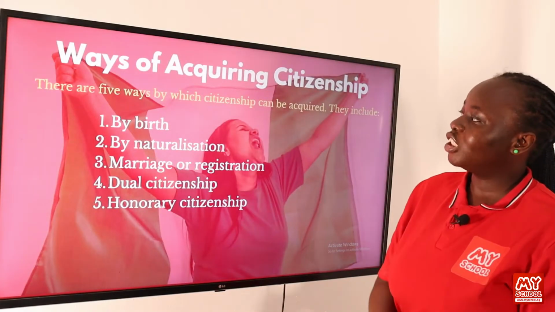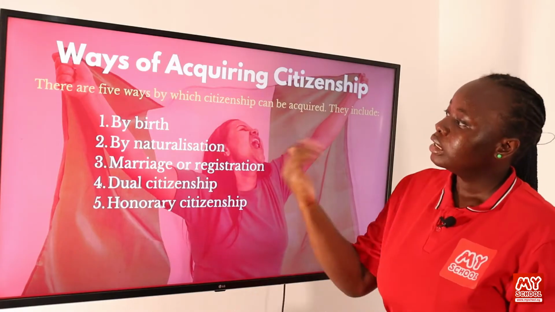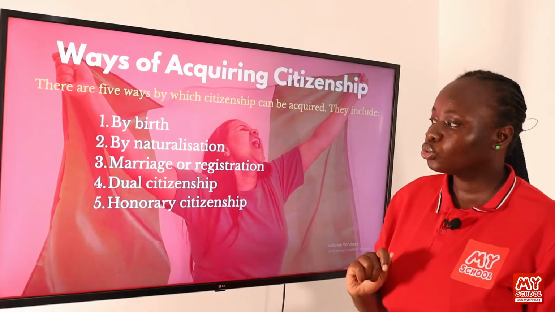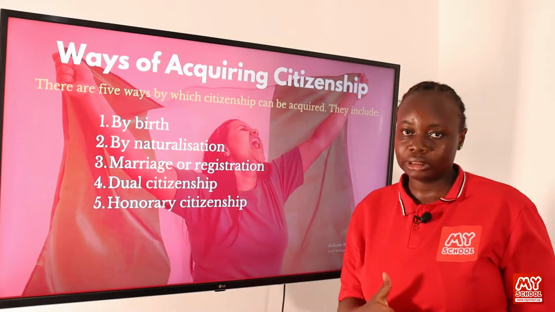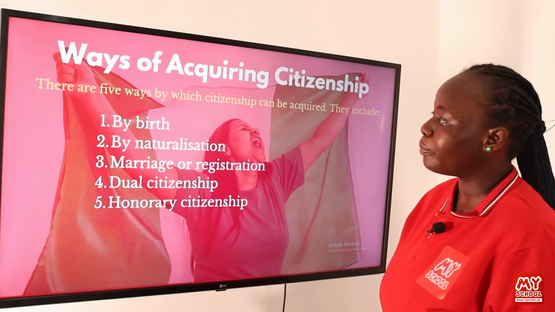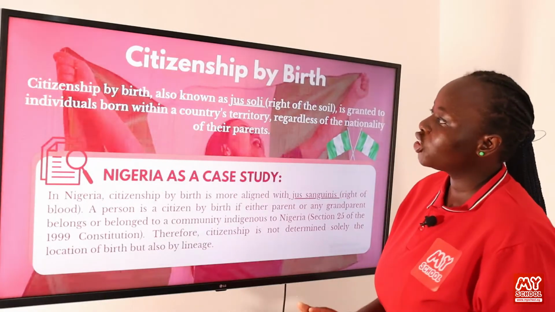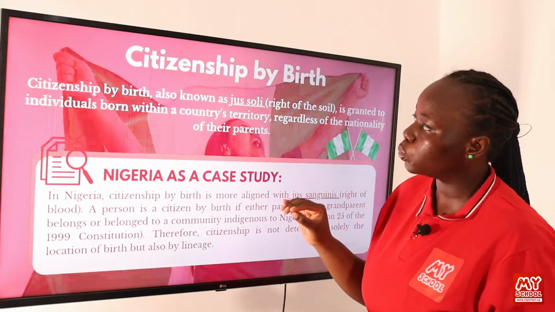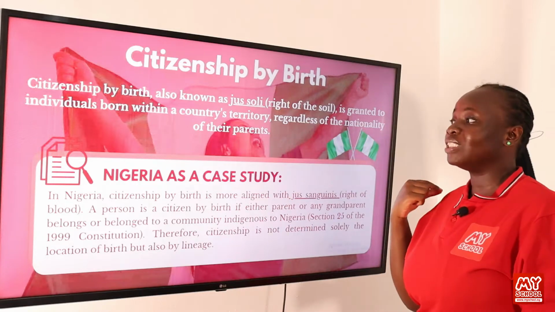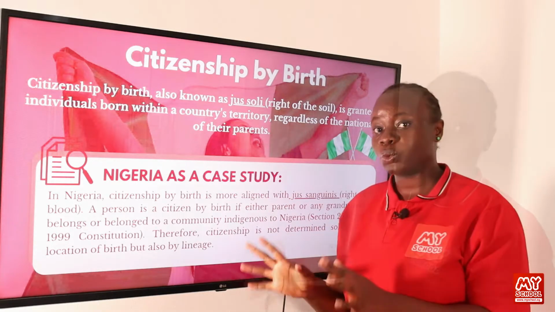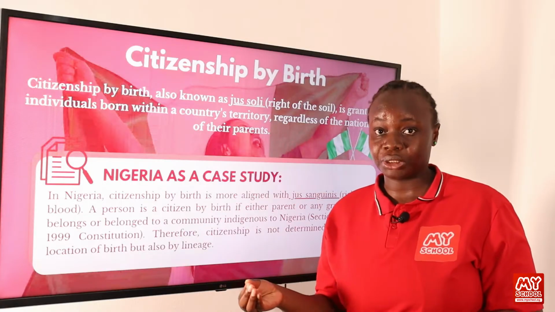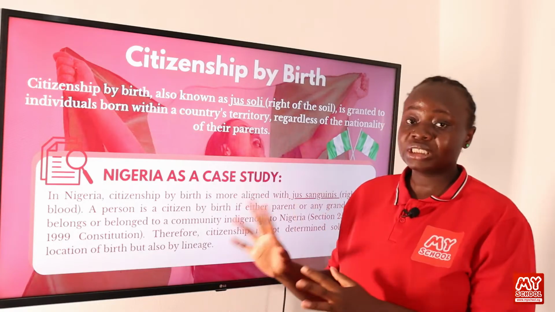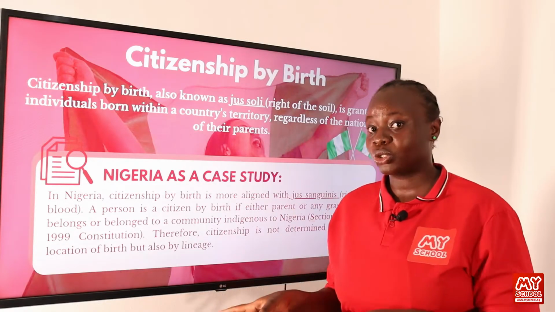All right, there are 5 ways by which citizenship can be acquired. It can be acquired by birth, by naturalization, by marriage or registration, through dual citizenship, or through honorary citizenship. So let's begin with citizenship by birth. Alright, citizenship by birth, also known as jus soli or right of the soil, is granted to individuals born within a country's territory, regardless of the nationality of their parents. In most countries of the world, individuals who are born within a particular territory automatically become citizens of that country, or that state. So this is how citizenship works in most countries of the world.